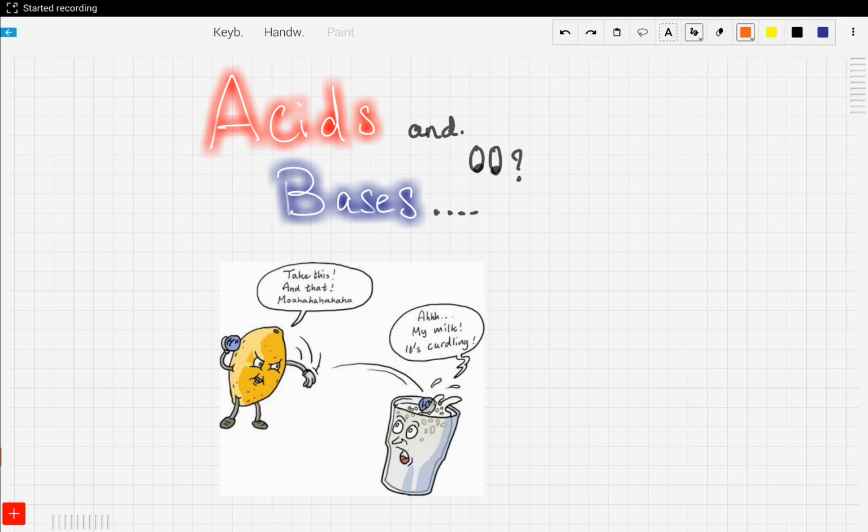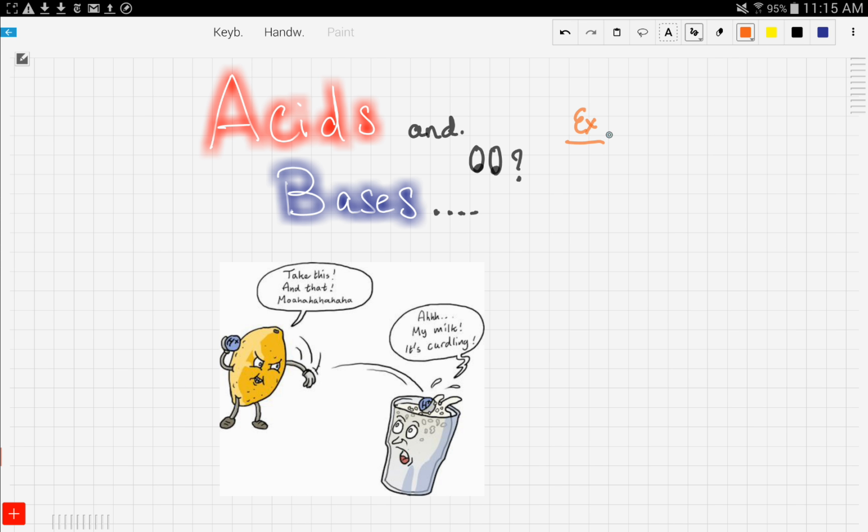Now let's talk about acids and bases. Acids and bases is one of the topics in chemistry that I personally prefer, and I find it very interesting because it relates to real life and real life applications. So let's get started. Let's start by giving some examples of acids and bases.